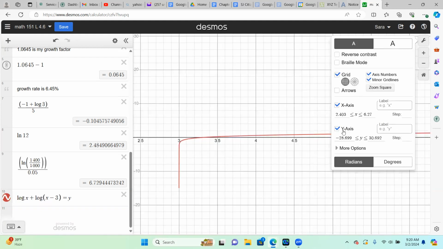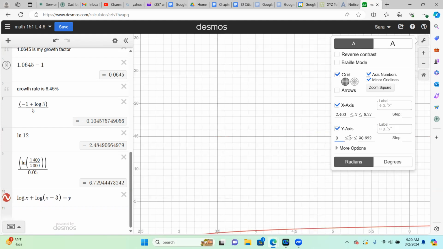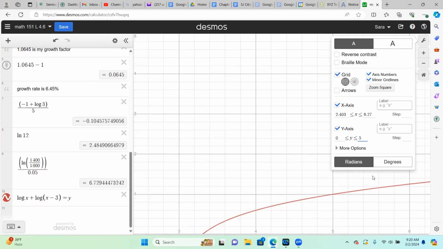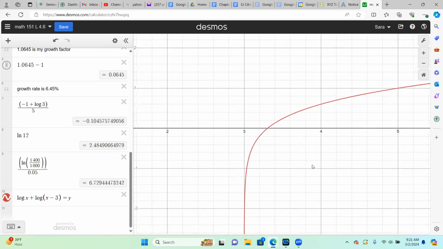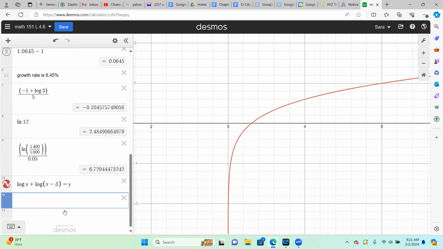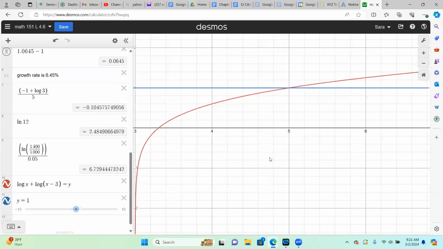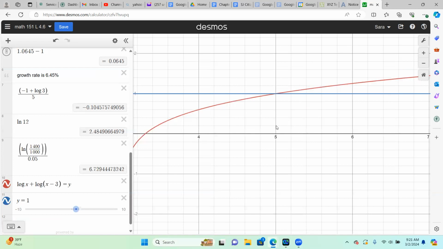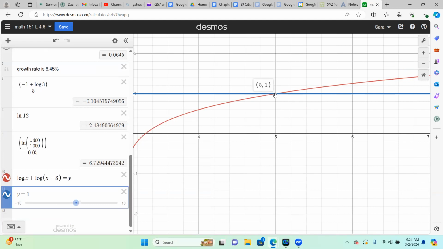I'm going to change my graph here, from 0 to 5 on the y. It's better that way. So this is 1, 2, 3, 4, 5. So we want to know where y equals 1. We want them to intersect. Oh, I'm sorry, this is actually 0.2, 0.4, 0.6, 0.8, 1. So we're going to see where they intersect.